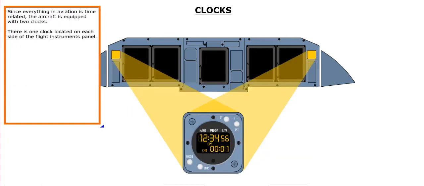Since everything in aviation is time-related, the aircraft is equipped with two clocks. There is one clock located on each side of the flight instruments panel.